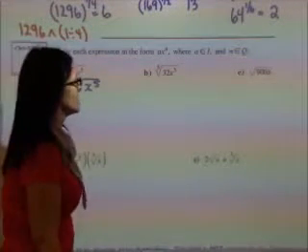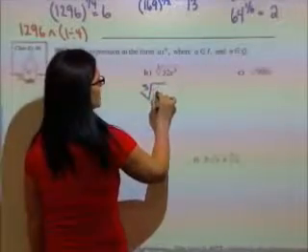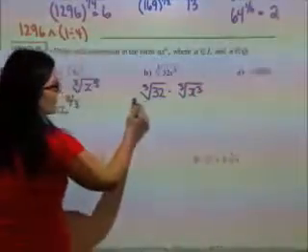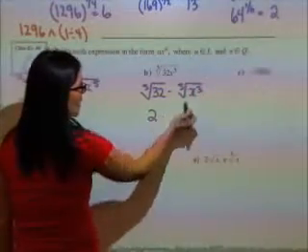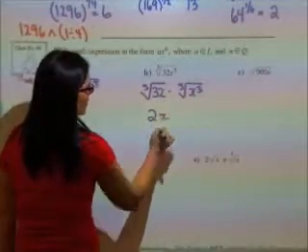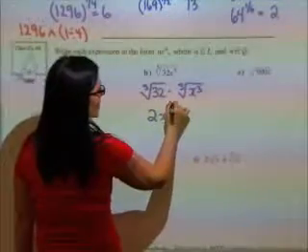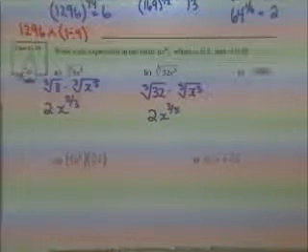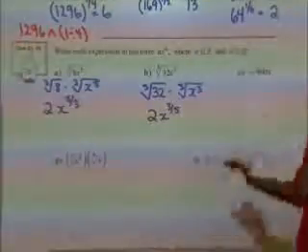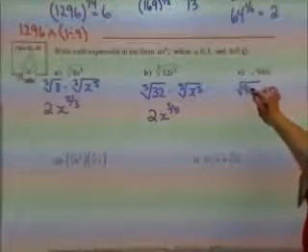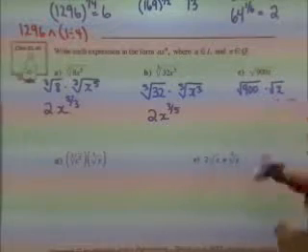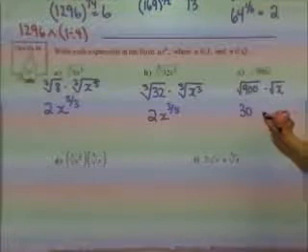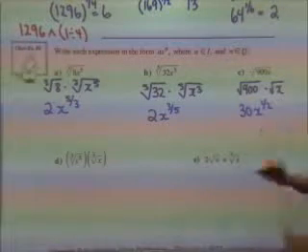So if I look at B, I have the 5th root of 32 times the 5th root of x cubed. The 5th root of 32 is 2, and the 5th root of x cubed becomes x to the power of 3/5. For C, I have the square root of 900 times the square root of x. The square root of 900 is 30, and the square root of x becomes x to the power of 1/2.